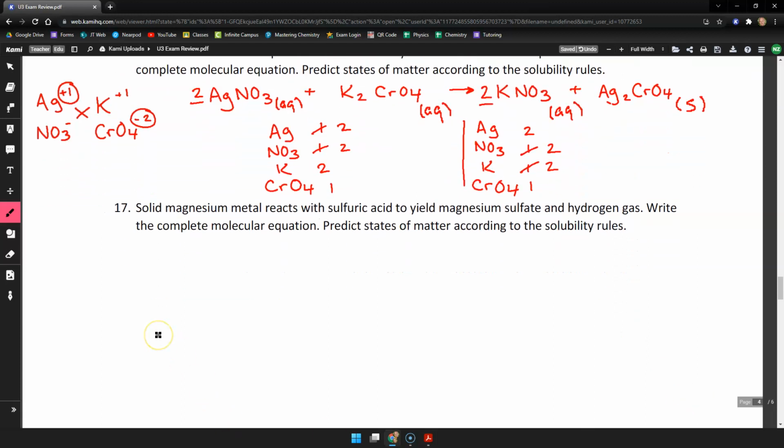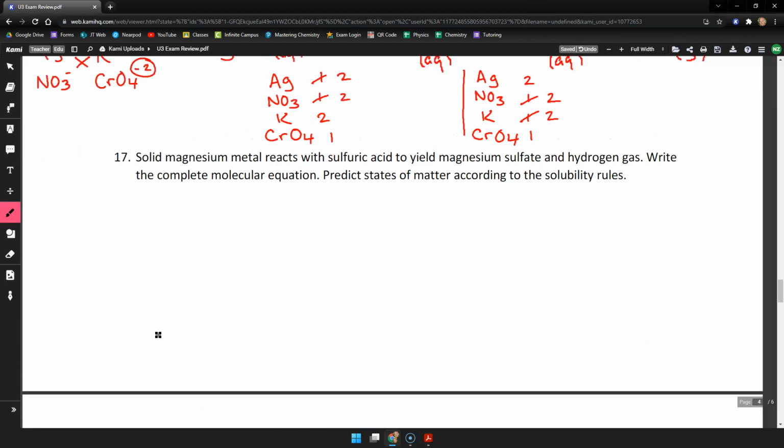Okay, let's go down to 17 here. Solid magnesium metal reacts with sulfuric acid to yield magnesium sulfate and hydrogen gas. Write the complete molecular equation, predict states of matter according to the solubility rules. Okay, so it tells us in the question, solid magnesium metal. So that's going to be Mg. Magnesium is +2. Sulfuric acid, so that's H2SO4.